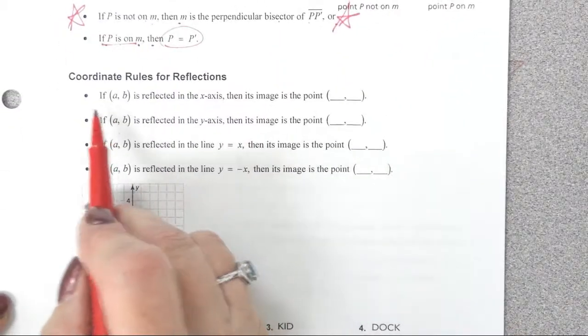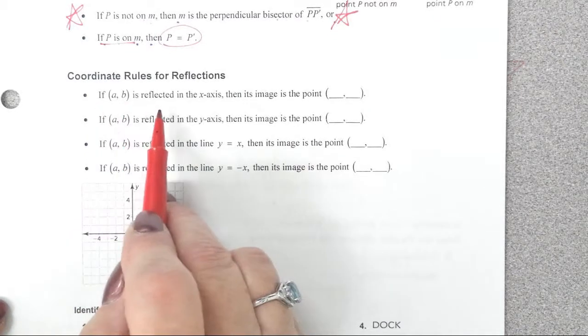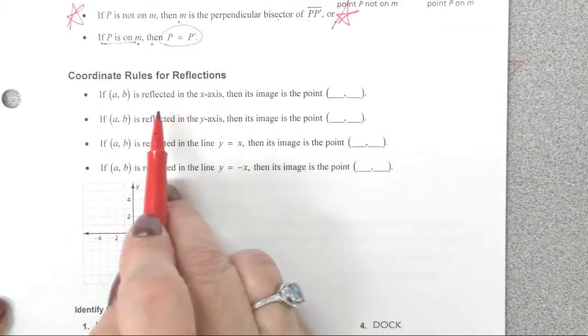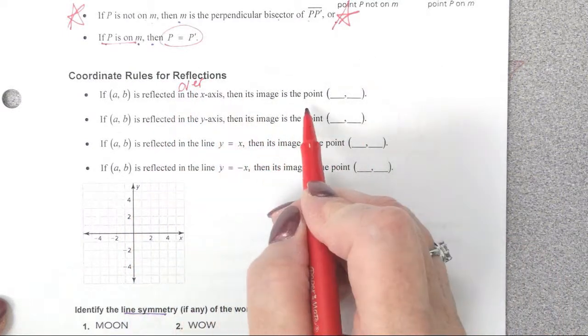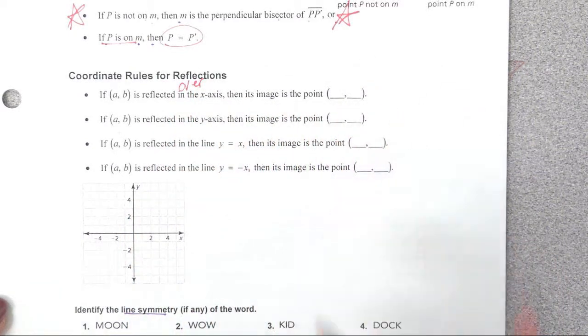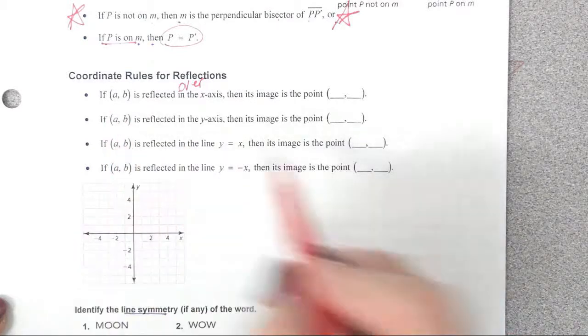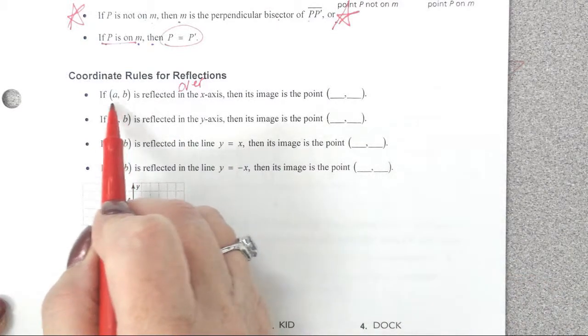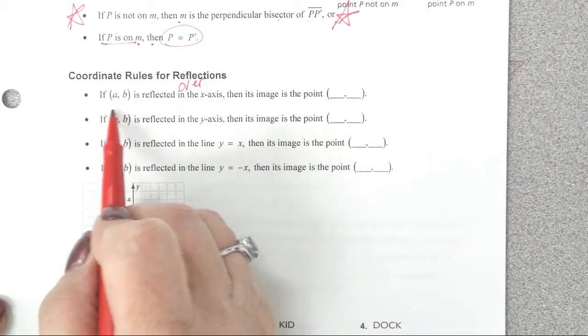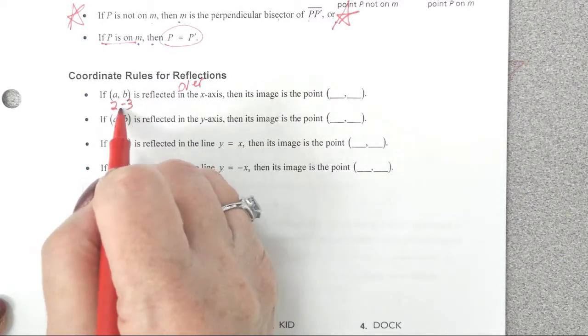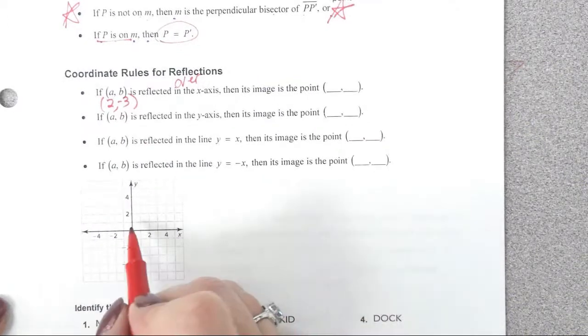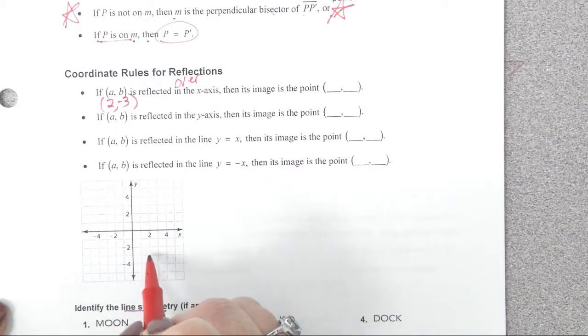So I want to think about these a few minutes. If AB is reflected in the x-axis, then its image is the point... So we have to think about this a few minutes. What's going on here? So if I have a point, and here's the really tricky part, I don't know if one of these is positive or negative. Just because there's no sign doesn't mean they aren't. This could be 2, -3.